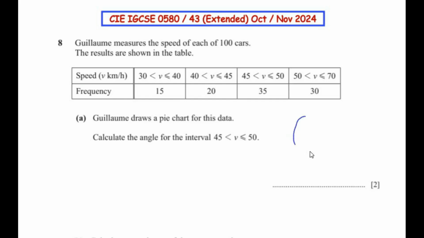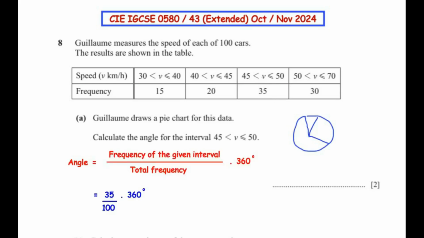So a pie chart is just a circle where you're going to make some sectors depending on the data given. So maybe this part of the data takes a larger amount of the circle or a smaller amount of the circle. To find out the angle made by this interval, we are going to make use of a formula. Angle equals frequency of the given interval over the total frequency of the cars, times 360 degrees.